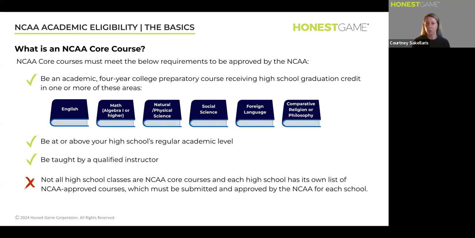You can see on the screen those 6 subject areas as they are titled: English, Math, Algebra 1 or higher, Natural Physical Science, Social Science, and Comparative Religion and Philosophy. That is the category that courses fall under. Those classes must be academic. They must be 4-year college preparatory courses being taught at or above grade level, and they must be taught by a qualified instructor.